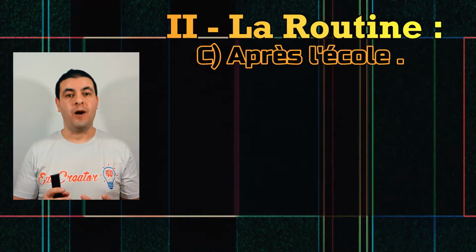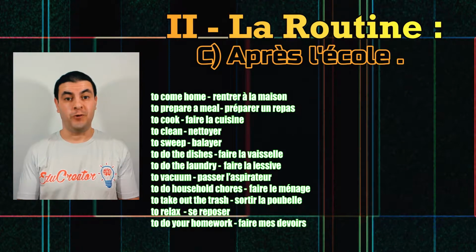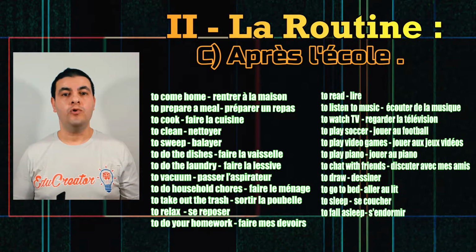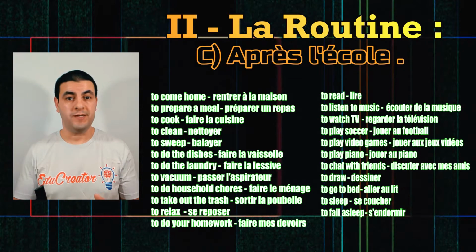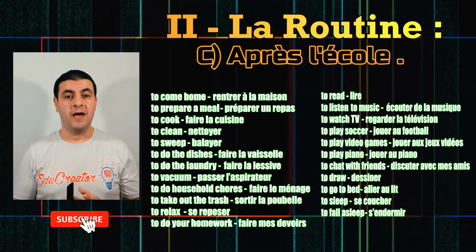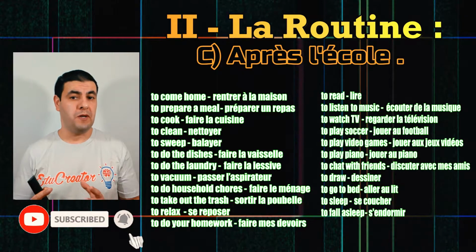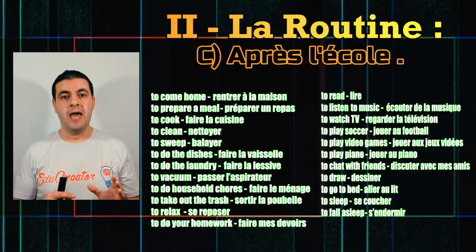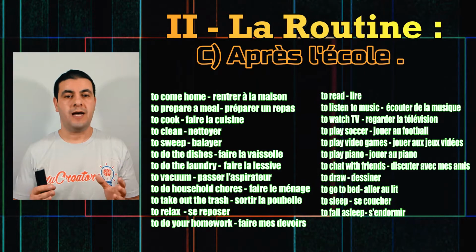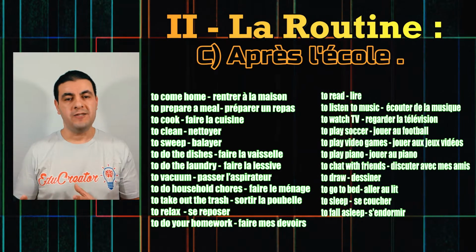Part C, you talk about things that you do after school. First, there are some students who stay at the school after classes for clubs, for sports and other activities. There are also some students who work. You can mention that if you want to. Or if you don't do those, you can just say, I go back home. So you start by saying, je rentre à la maison.